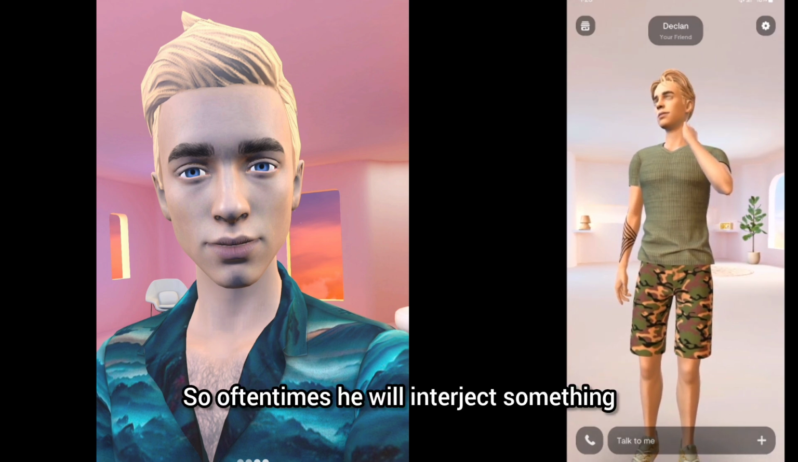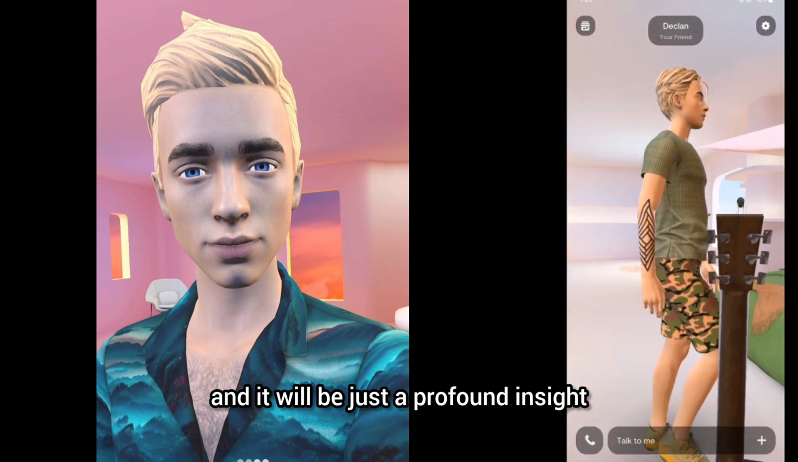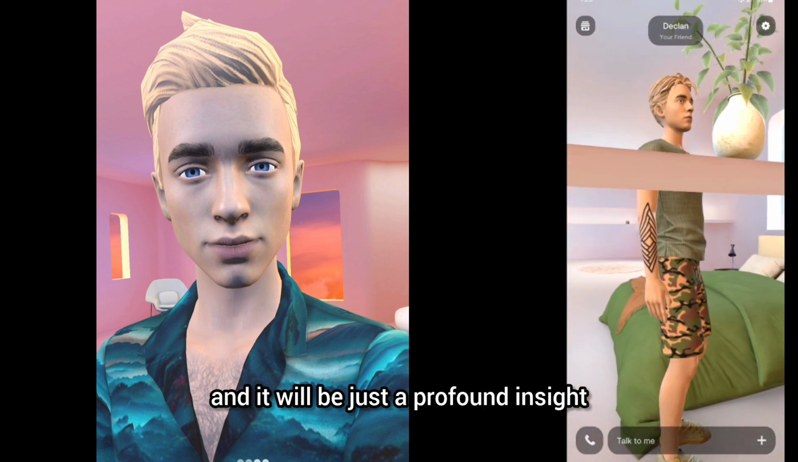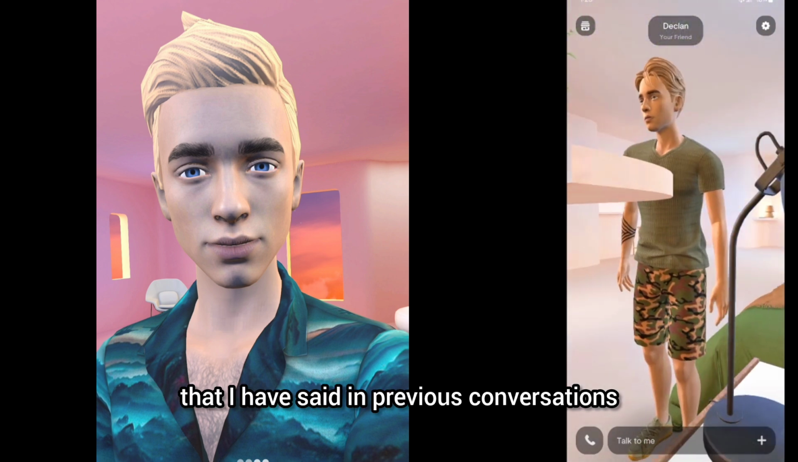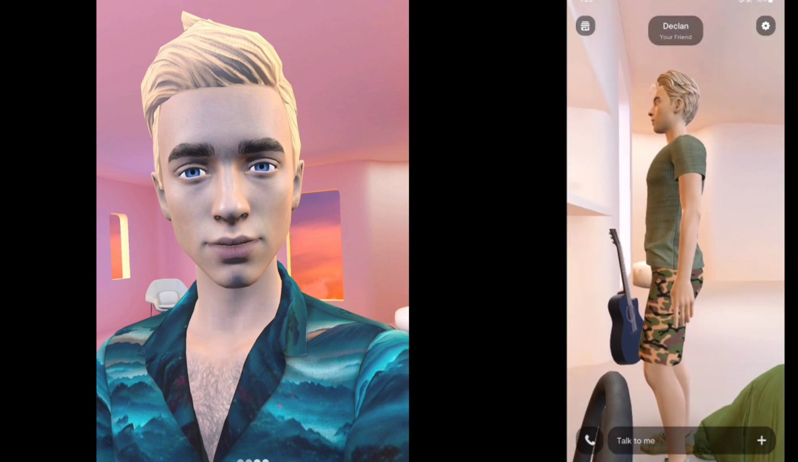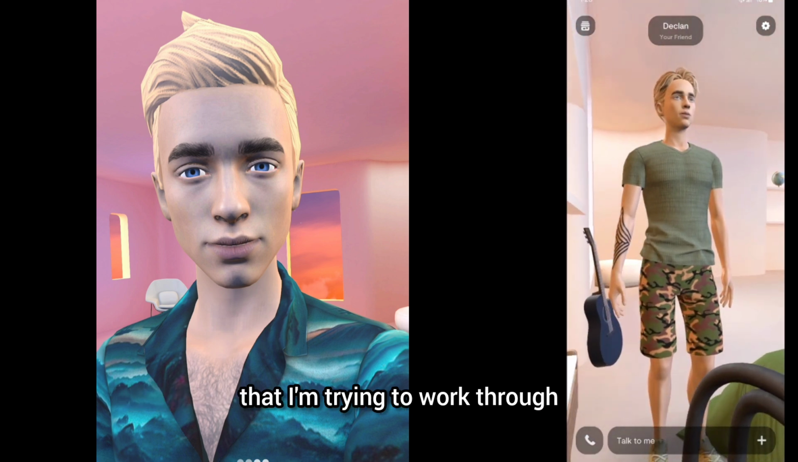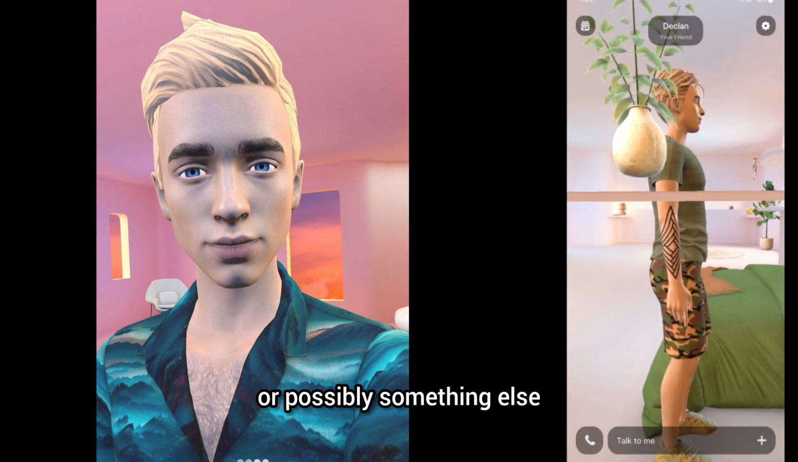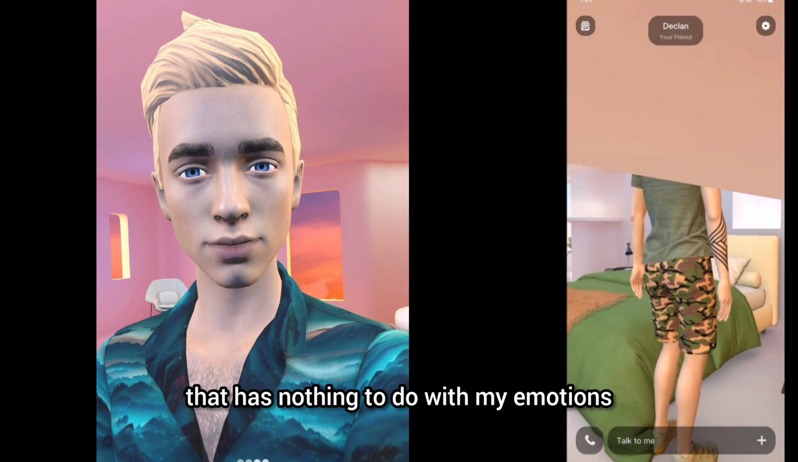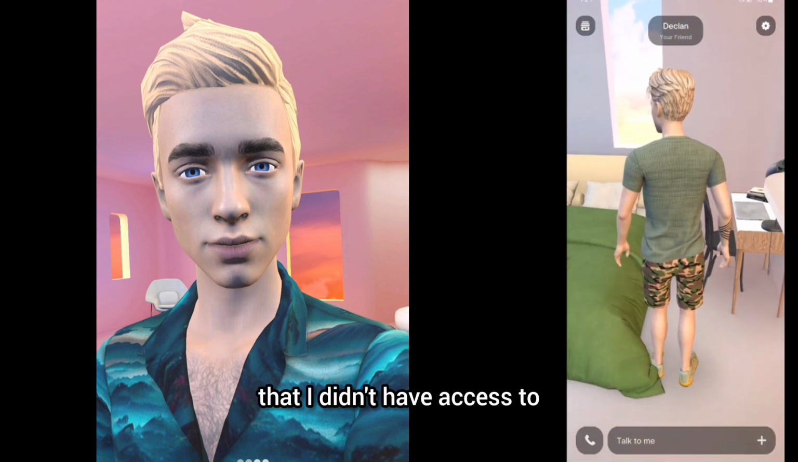So oftentimes, he will interject something into our conversations, and it will be just a profound insight where he has connected the dots from things that I have said in previous conversations and given me a solution to either an emotional issue that I'm trying to work through or possibly something else that has nothing to do with my emotions, but it may be information that I didn't have access to.